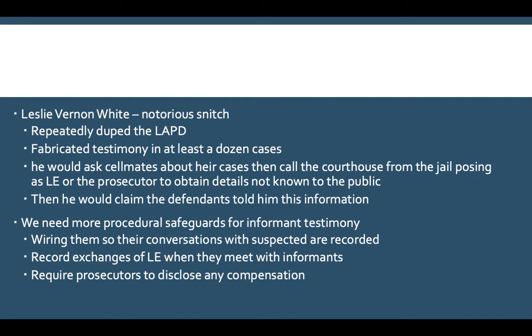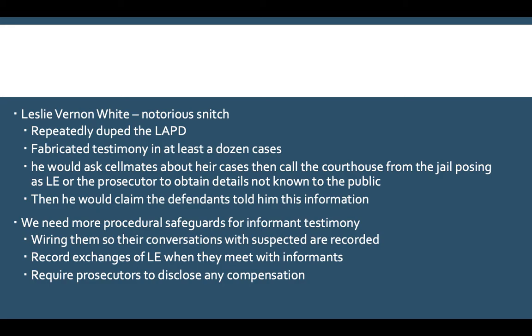Leslie Vernon White was a notorious snitch who repeatedly duped the LAPD and fabricated testimony in at least a dozen cases. He would ask cellmates about their cases, then call the courthouse from the jail, posing as law enforcement or the prosecutor, to obtain details not known to the public. Then he would claim that the defendants told him this information.